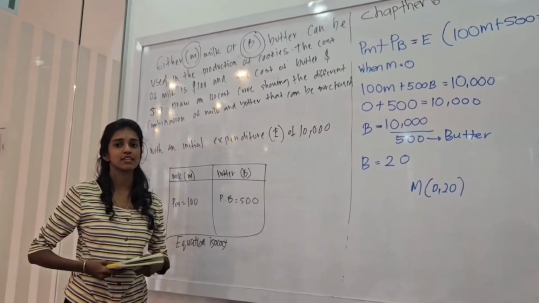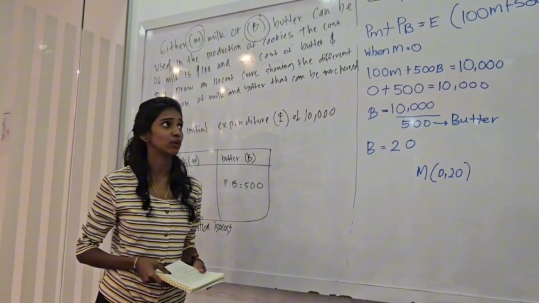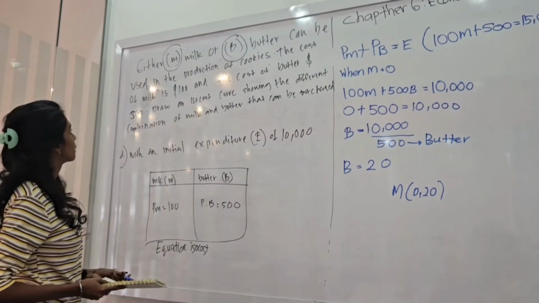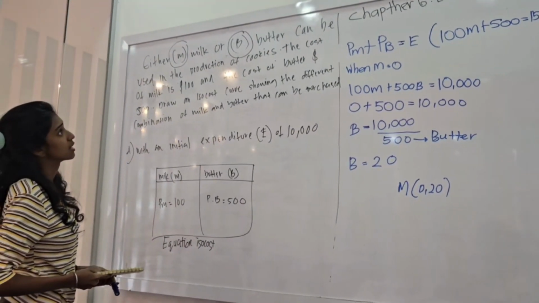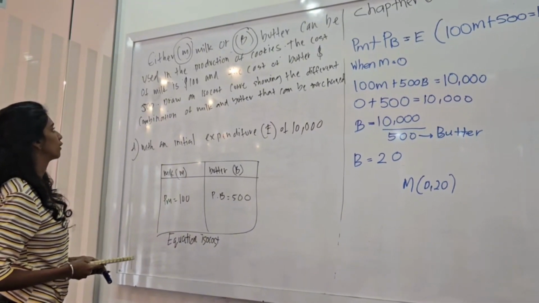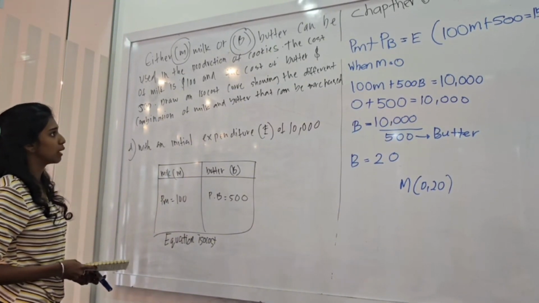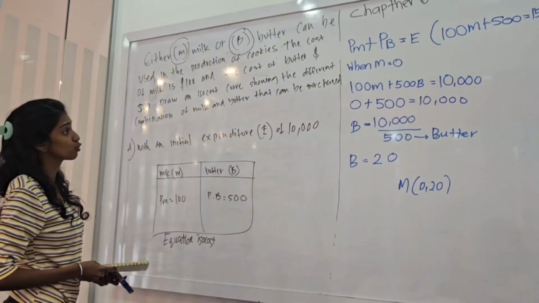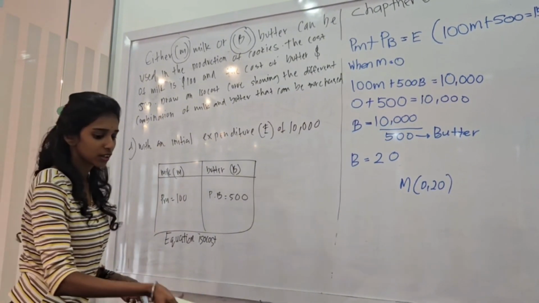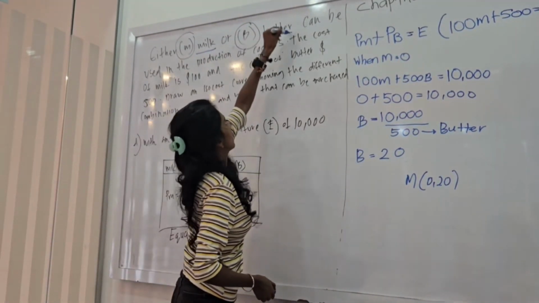Hi madam, my name is Nitishwari. The topic I chose is chapter 6, economy application of graph and equation. The question is: either milk or butter can be used in the production of cookies. The cost of the milk is $100 and the cost of the butter is $500. Draw an isocost curve showing the different combinations of milk and butter that can be purchased. So the two items we use are milk and butter.